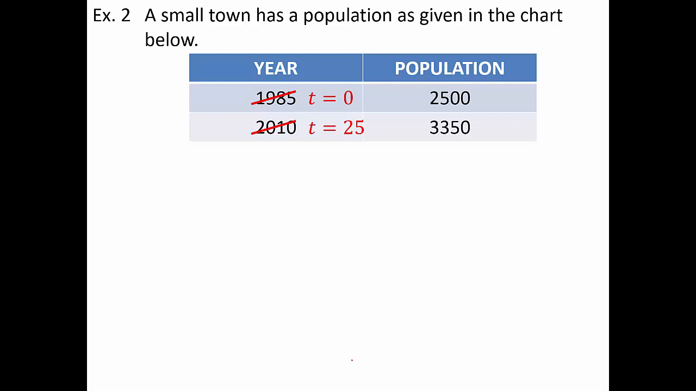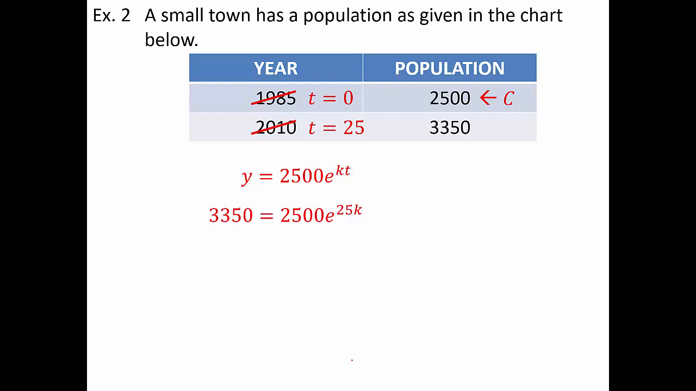Anytime you're given a calendar year, don't actually use that calendar year as your time. Convert it to a starting time to be 0 and then time after that starting time. 1985 is t equals 0, so 2010 is 25 years later, so t equals 25. Now, since at time 0 the population was 2,500, we're going to call that the c value, and we'll use 3,350 as our secondary value. So y equals c e to the kt is actually y equals 2,500 e to the kt, and we'll use that secondary value, 3,350 at time 25, to solve for k. Go ahead and pause here and solve for k. Hit play when you're ready.